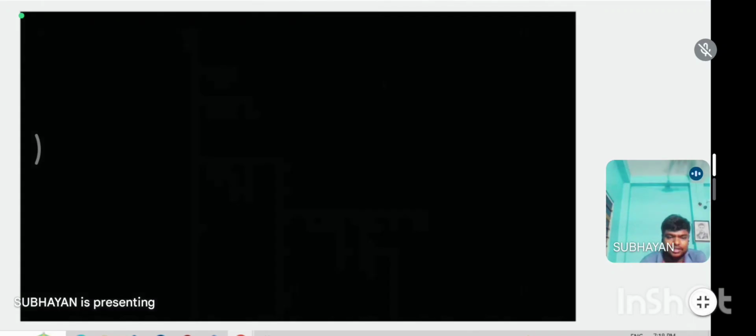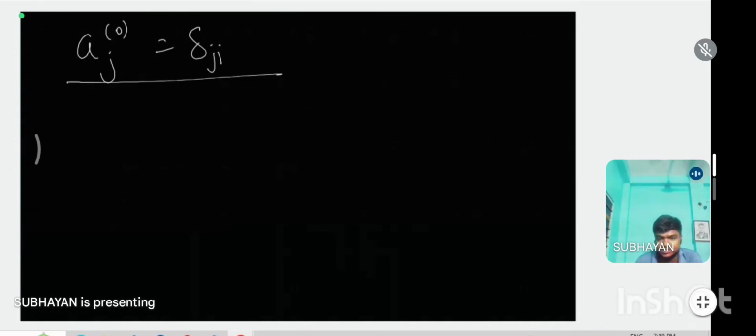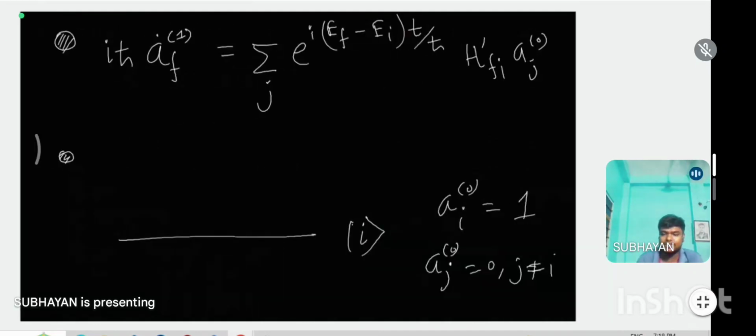So you can write a_j(0) is equal to the Kronecker delta, delta_ji. Because we have set up the system in such a way that the system is completely in the ith energy level. Now after transition, it will make a transition from the initial ith state to some final state, or a linear combination of the final states, which are part of a continuum.